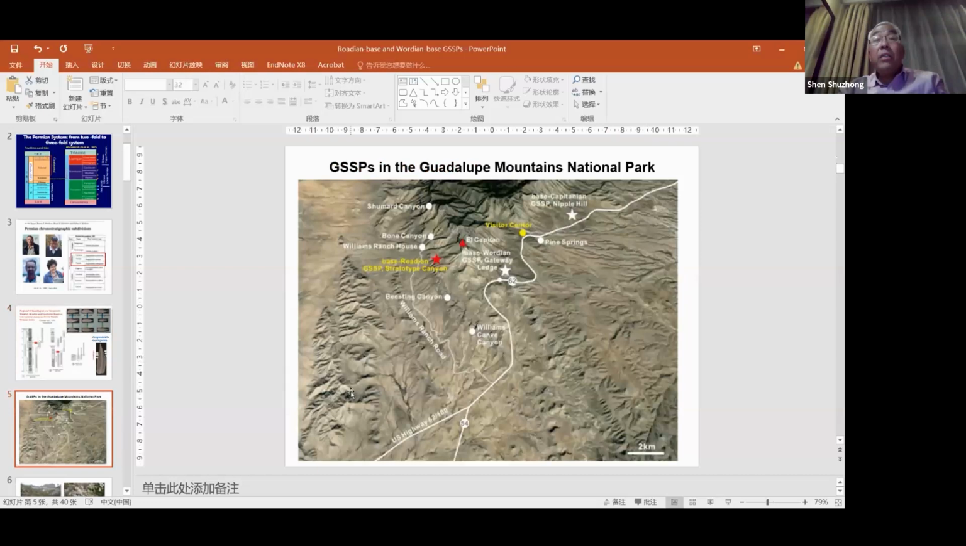Okay, the three GSSPs are all in the Guadalupe Mountains National Park. Here is the Stratotype Canyon, here is the Wordian Getaway Ledge section, and here is the Capitanian base, the Nipple Hill section. They are very close. They are all in the Guadalupe Mountains National Park.